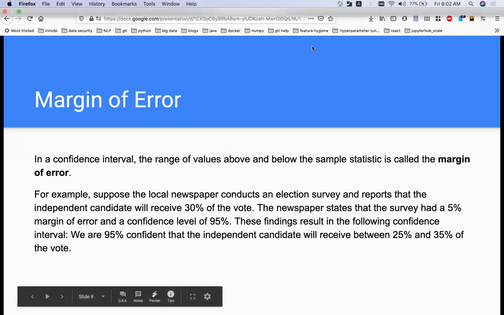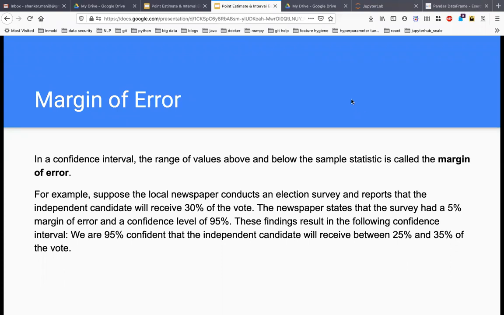So what is the statistic here? The statistic is the percentage of the vote, which is given as 30%. What margin of error did they give? The margin of error is 5%. Now I'm going to come up with a confidence interval. The statistic is 30%, plus or minus the margin of error, which is 5. So that comes to an interval from 25% till 35%.